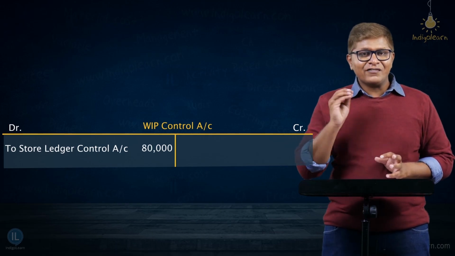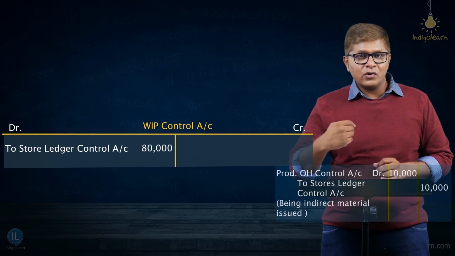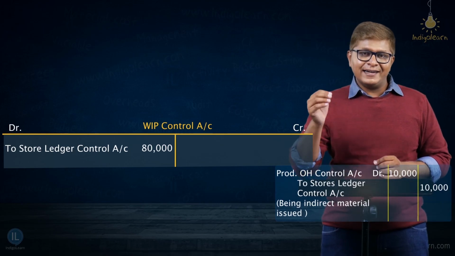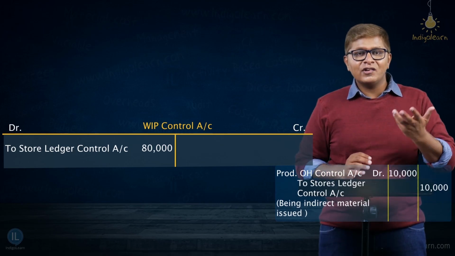So the entry for this will be what? Since goods are going out again, we are going to credit the stores ledger control account, and what are we going to debit?